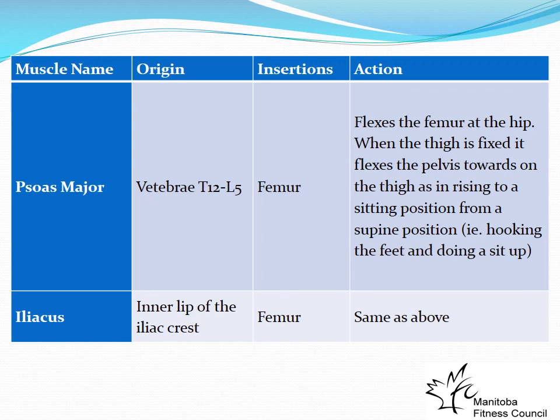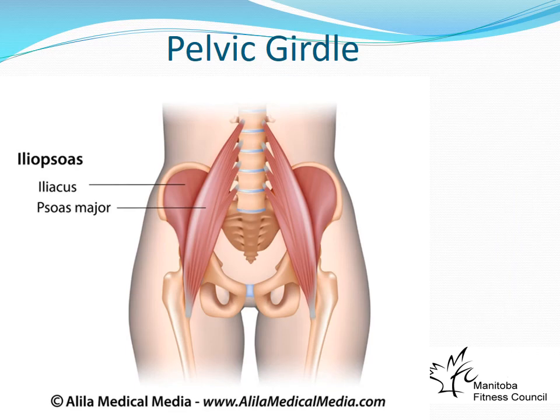The iliacus is going to come from the iliac crest, attaches to the femur, and same thing. If the leg is freely movable, it will flex the femur up, so it'll flex the hip joint. If you fix the leg in place, it will cause flexion of the pelvis towards the leg. And there they are again. So you'll hear it iliacus, iliopsoas, or just simply psoas.